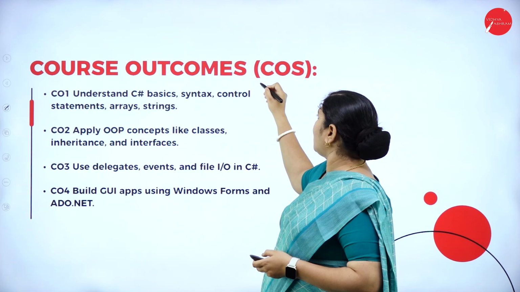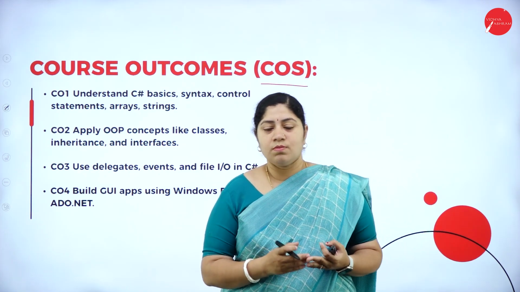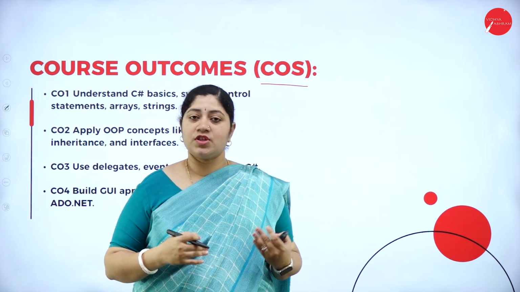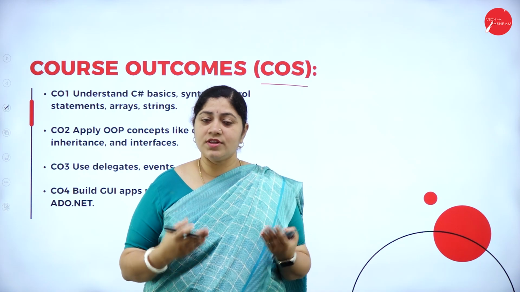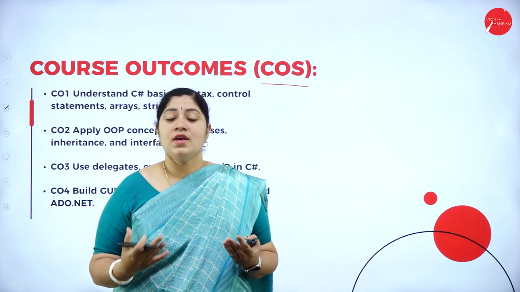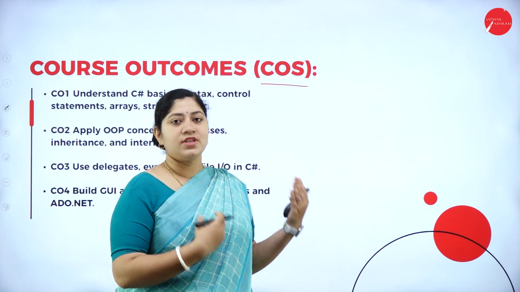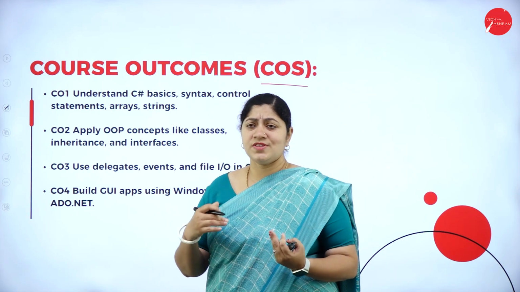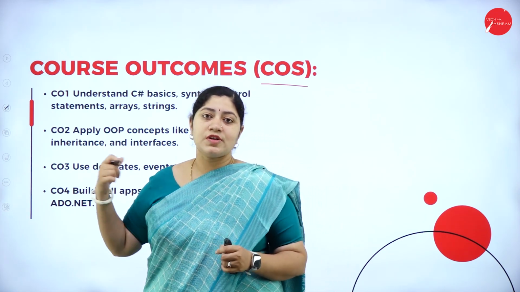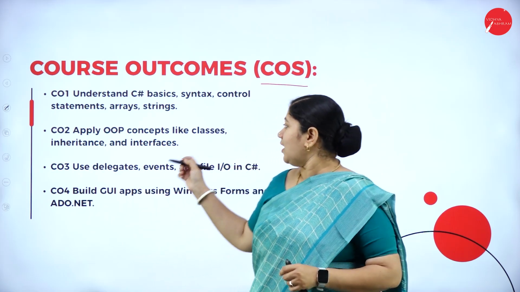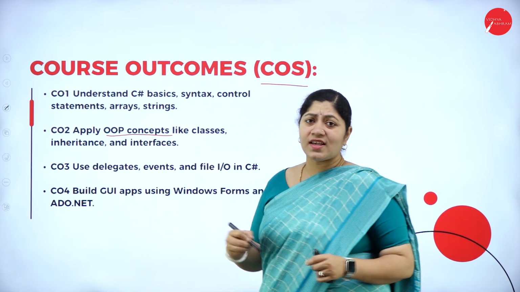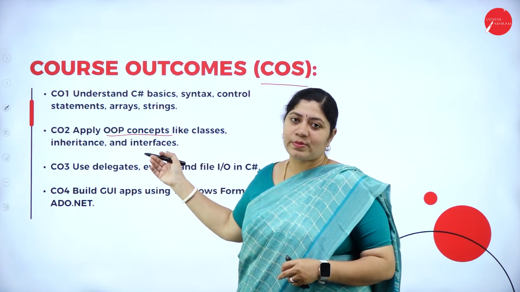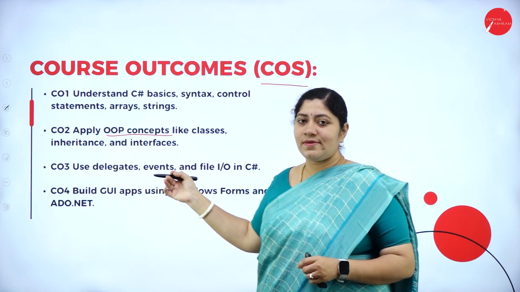Exactly, course outcomes or COs. The first outcome of this subject is that you'll be understanding exactly what the syntax of C# is and what the different control statements, strings, and arrays are that you can utilize in order to write code in the C# language. Yes, that will be our first outcome. The next outcome tells us how we can utilize object-oriented programming concepts, that's OOP concepts like classes, inheritance, as well as interfaces. So how these can be utilized in order to build a program. Yes, you'll be learning it under the syllabus.